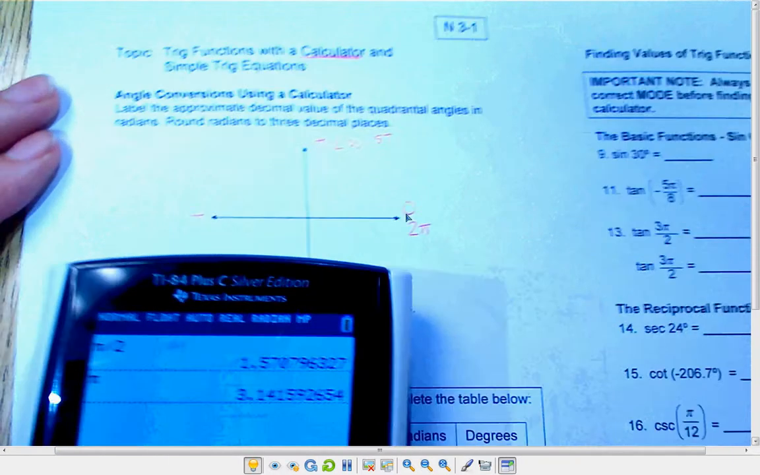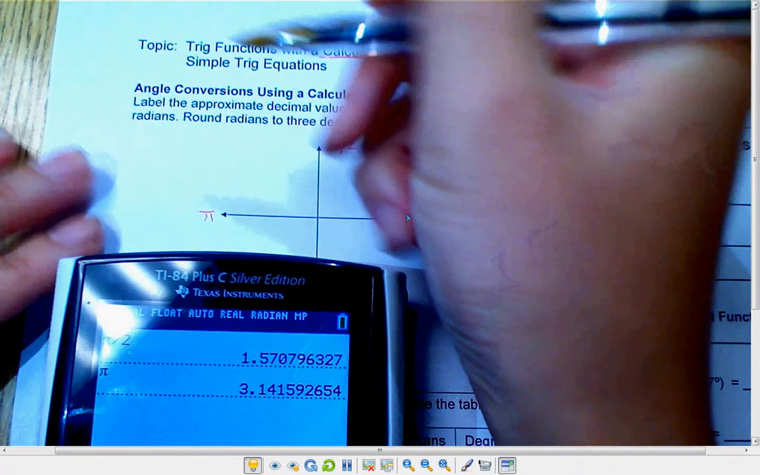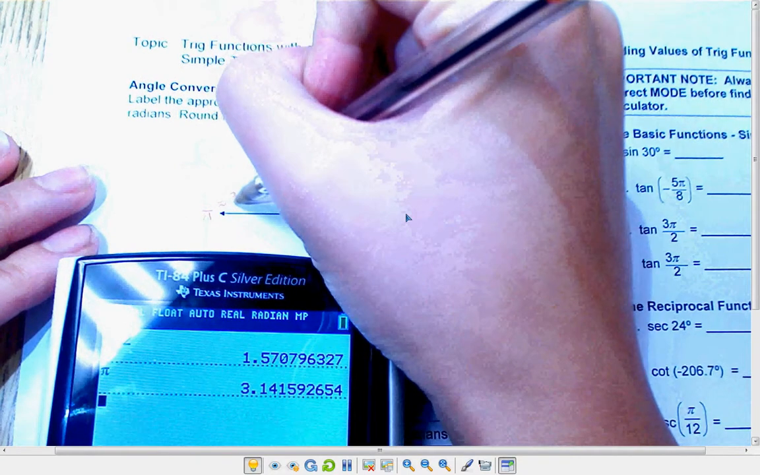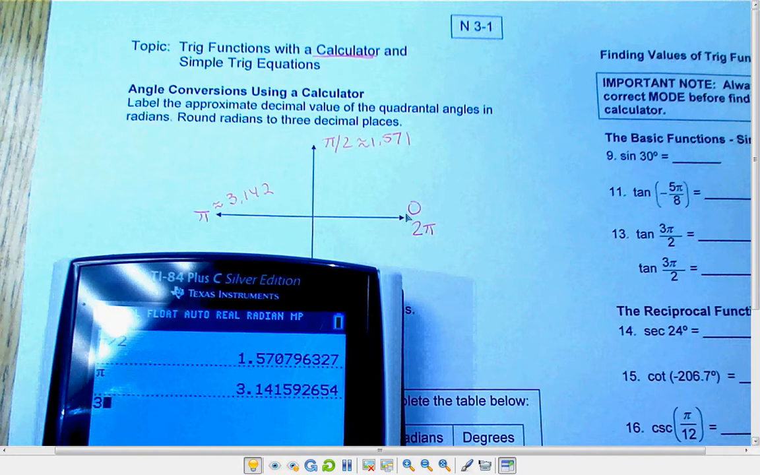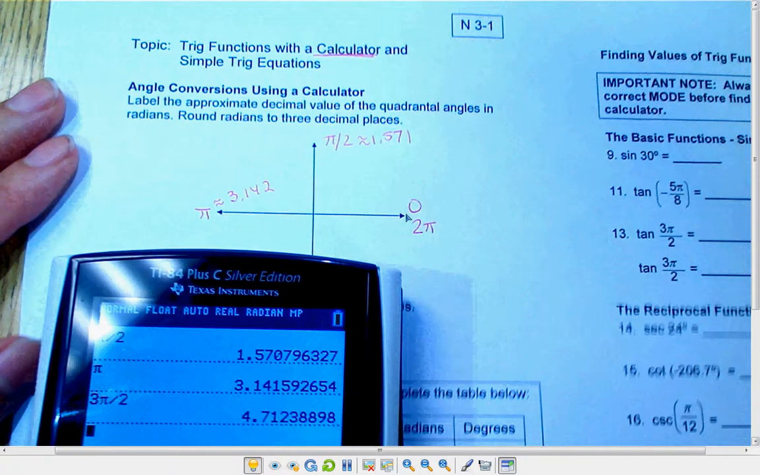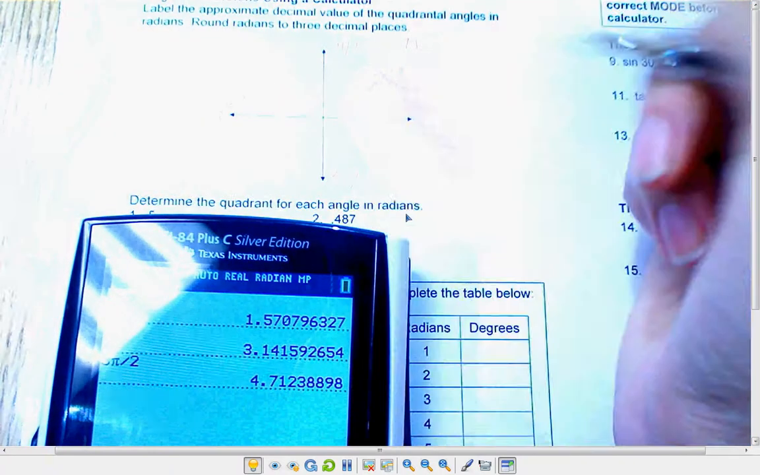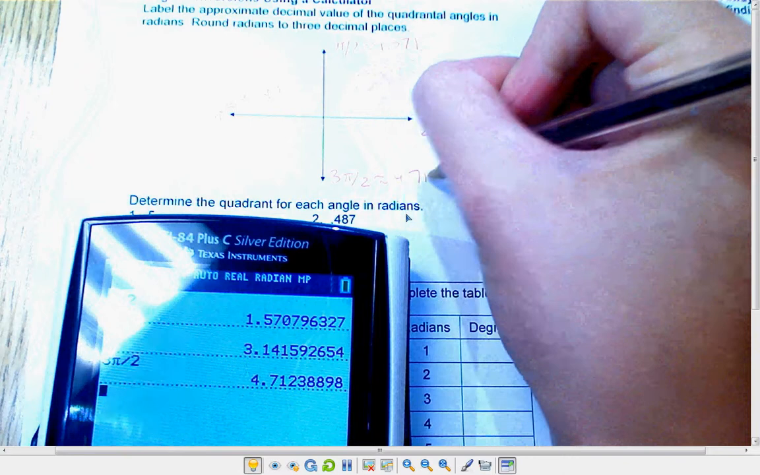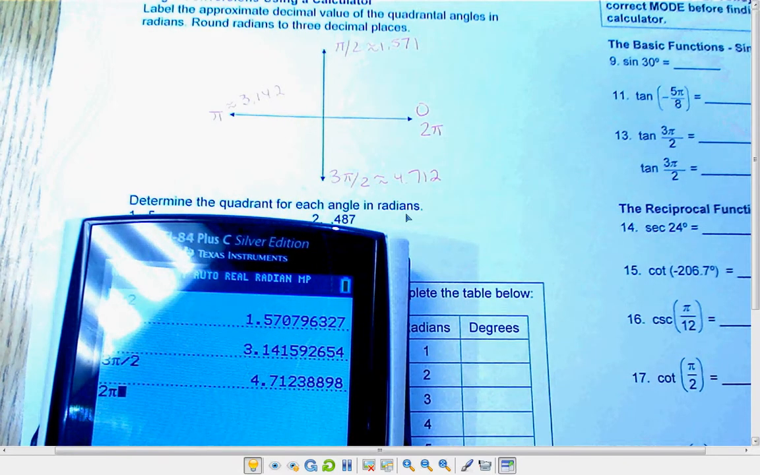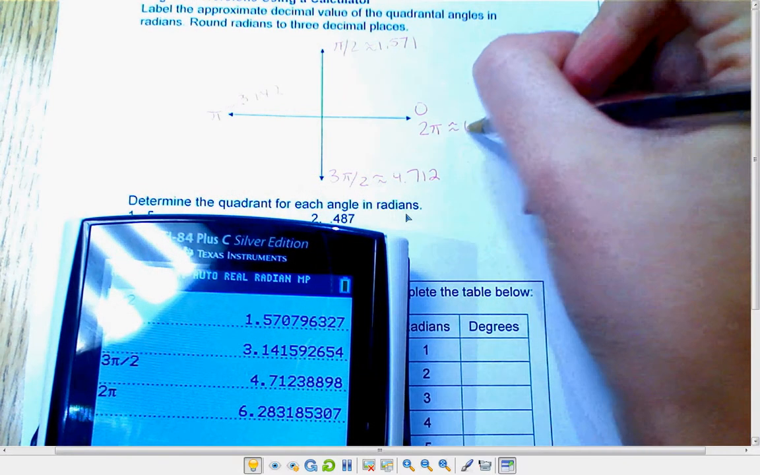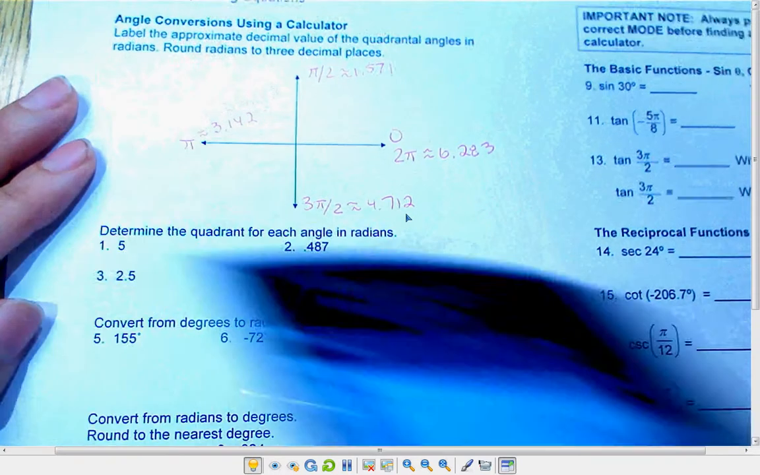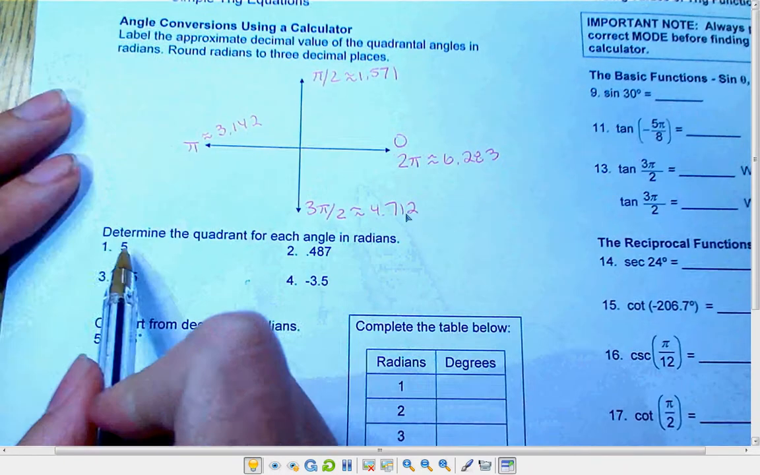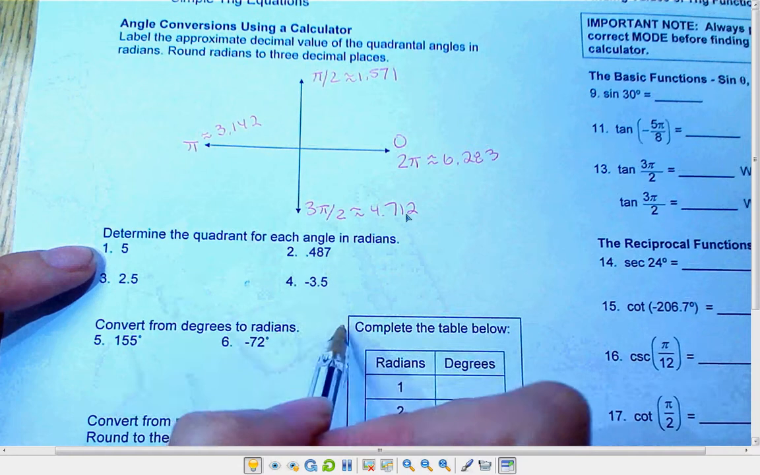Pi is 3.142. 3 pi over 2 is 4.712, and then 2 pi is 6.283. So using these numbers, we are going to put these 4 angles in each quadrant.